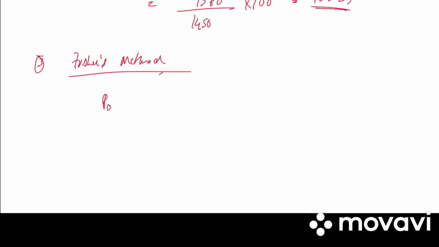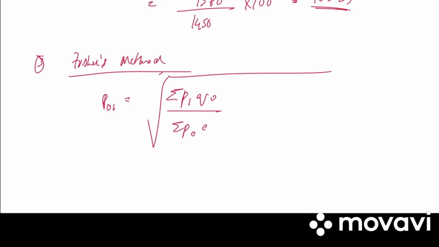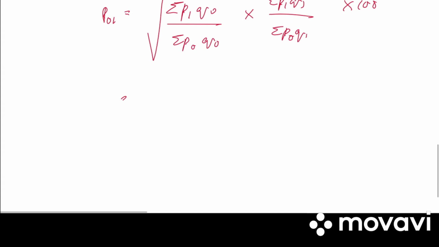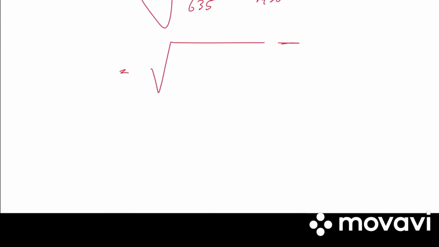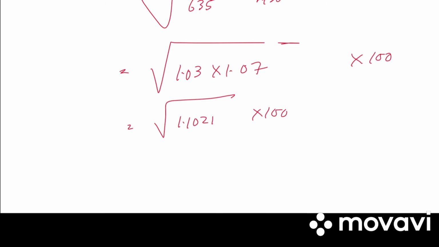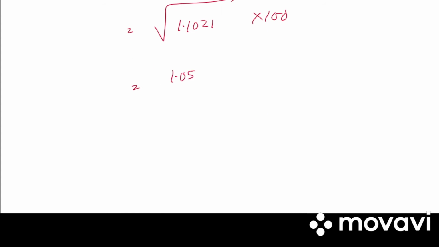And last, third one we have Fisher's method. What's the formula? P01 is equal to square root of summation P1 Q0 divided by summation P0 Q0 into summation P1 Q1 divided by summation P0 Q1 into 100. 660 divided by 635 into 1560 divided by 1450 into 100. 1.03 into 1.07 into 100. Square root of 1.1021 into 100. 1.05 into 100, that is 105.